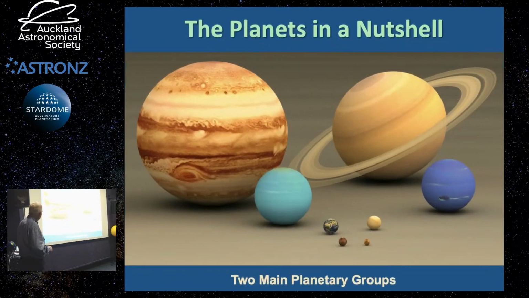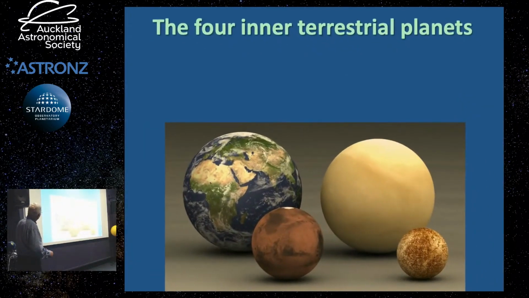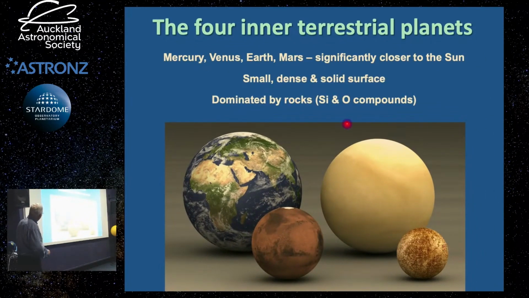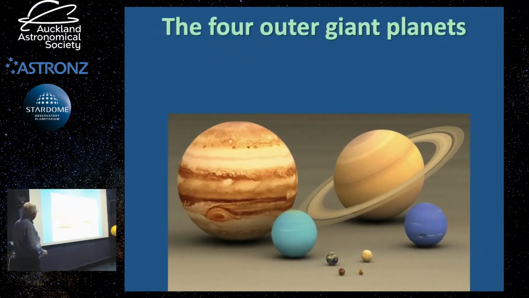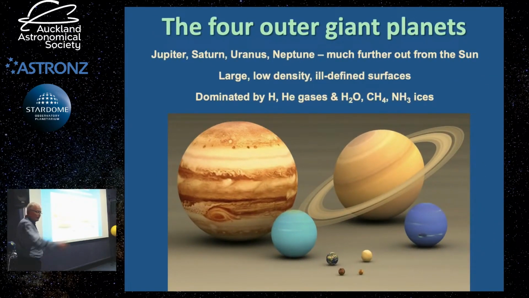Okay, so that's the planets in a nutshell, and you can definitely see this dichotomy. We're starting with the rocky ones, your 4 inner planets. They're significantly closer to the sun. They're small, dense, with solid surfaces, dominated by rocks like silicates, your silicon and oxygen compounds. Then you've got the 4 outer, more spatially spread out gas and ice giants, much further out, very large, low density, with ill-defined surfaces, dominated by hydrogen, helium gases and the ices of water, methane and ammonia.